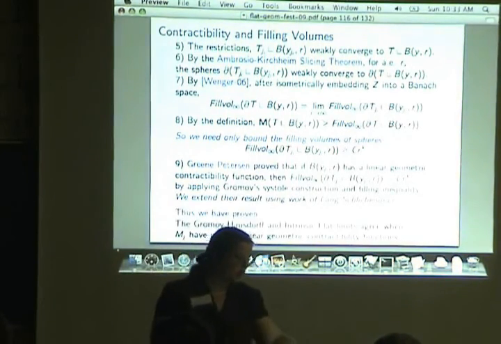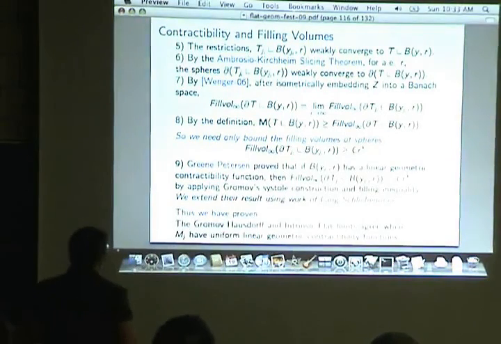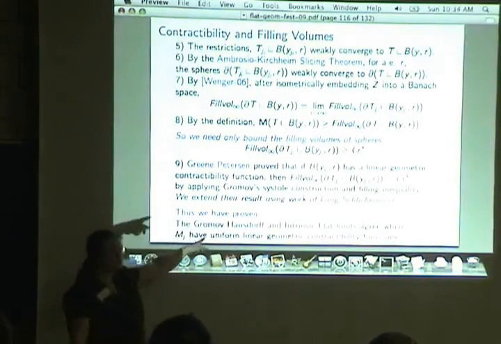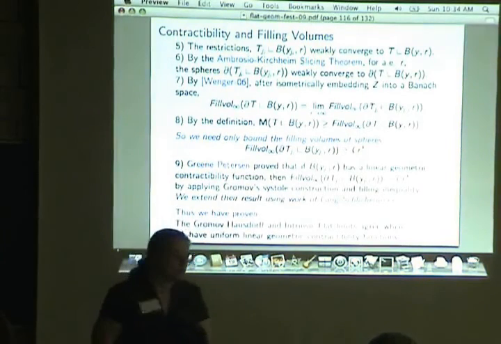And we are done when we have the contractibility, because Greene-Petersen showed contractibility implies filling control. And once we have filling control, we can control our ones. So I think I'll stop here. Thank you very much.